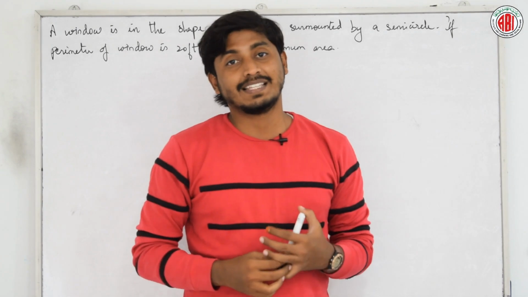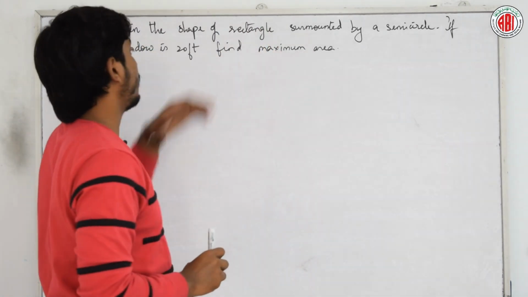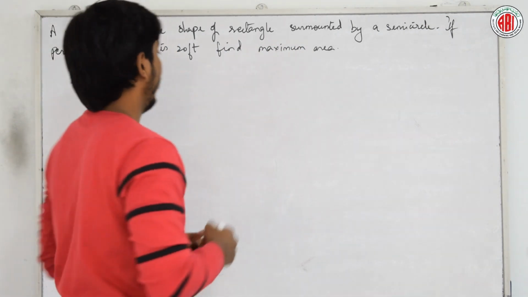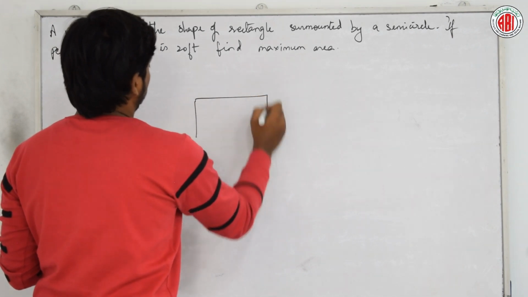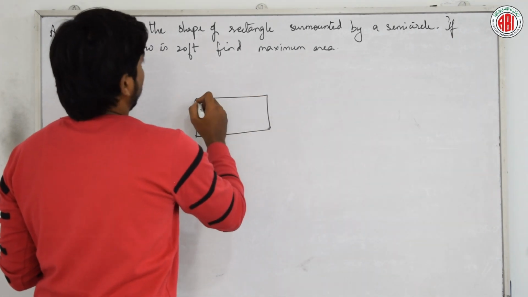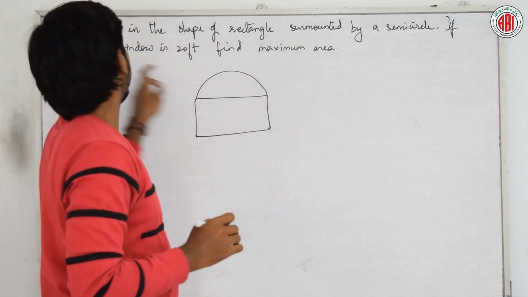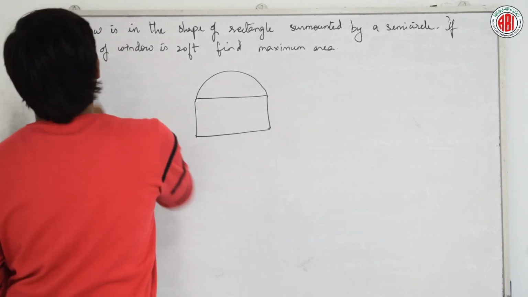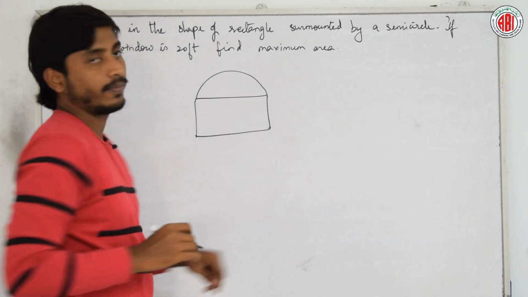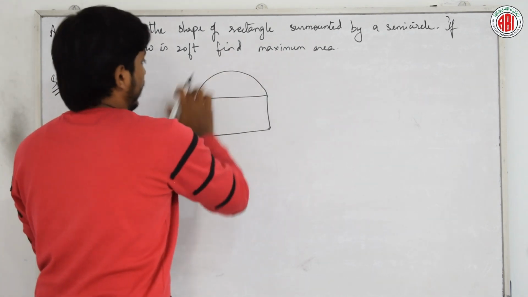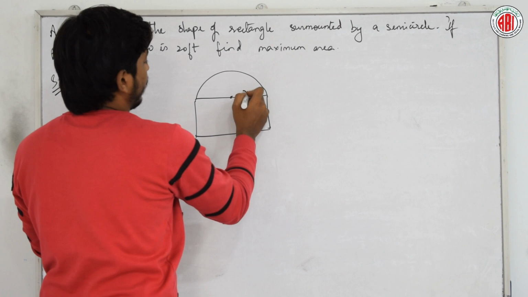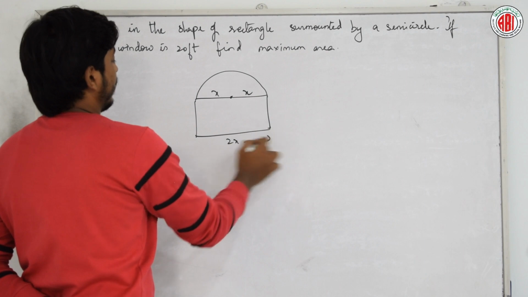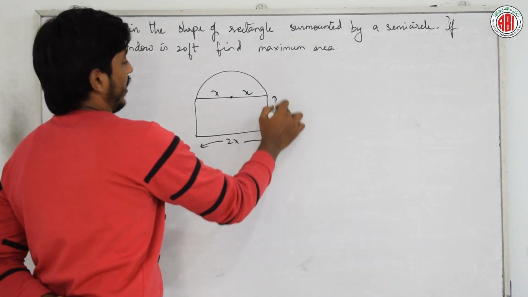Let's do. See this question. A window is in the shape of a rectangle surmounted by a semicircle. There is some window which is in the shape of a rectangle, surmounted by a semicircle it seems. If the perimeter of the total window is 20 feet, find the maximum area. So, let us assume the dimensions first. Since it is a half circle, let me take the radius of this as x. Then the total diameter will be nothing but the length of our rectangle. Let us say breadth is only y.